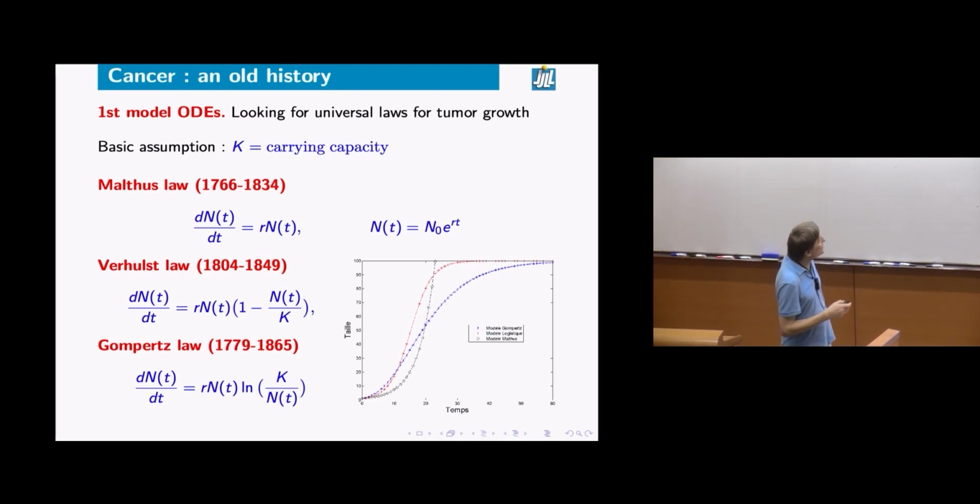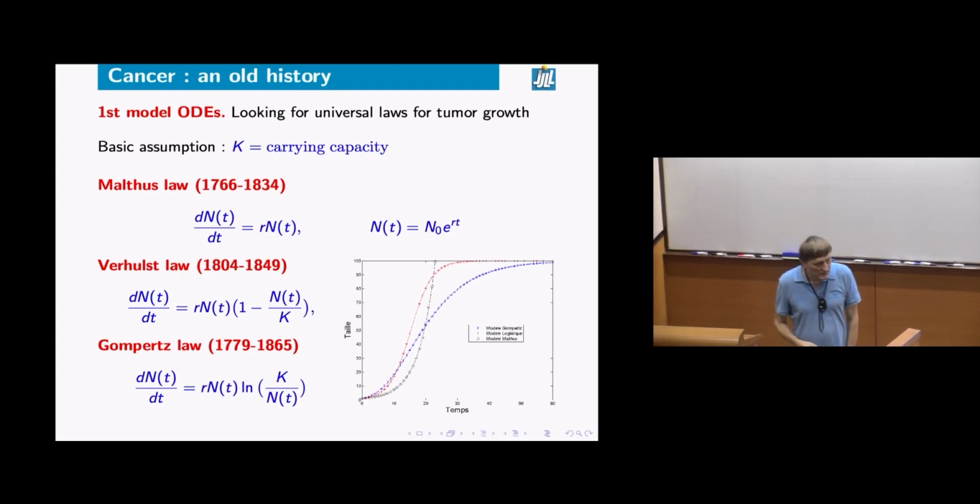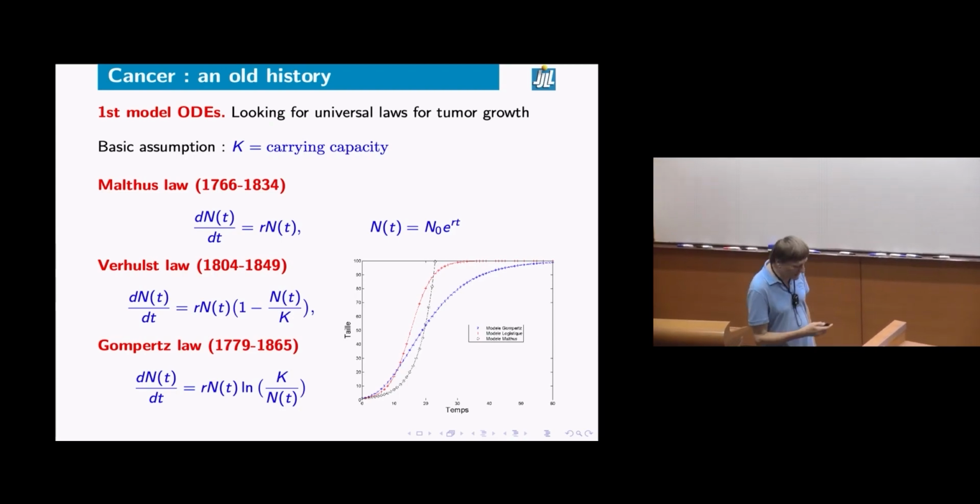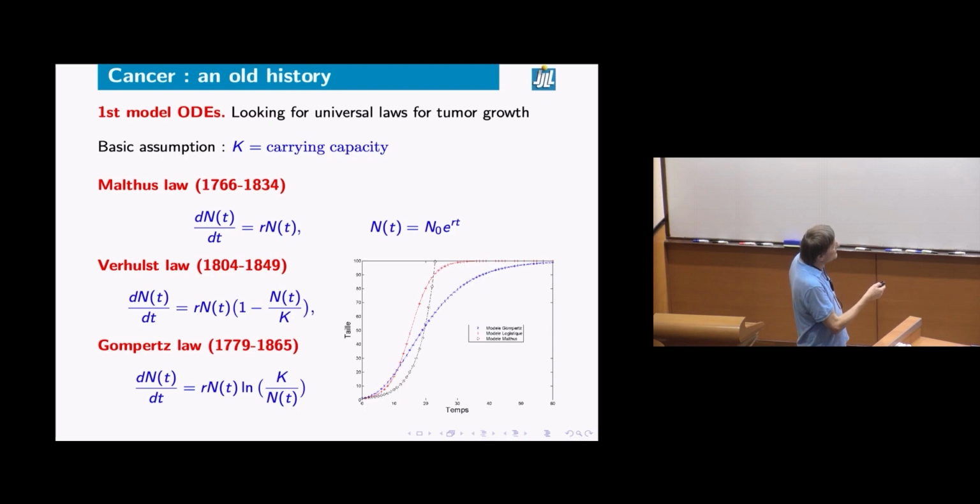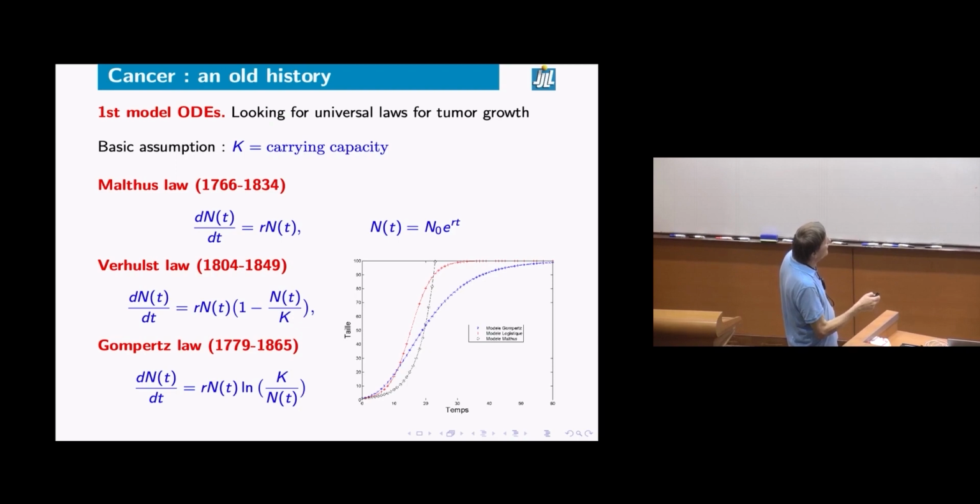n of t, is increasing. So at the beginning of the tumor, there are very few cells. There are mutations which create these tumor cells, and they divide. At the beginning, it's always an exponential growth, because n being very small, you are close to r times n. And suddenly, you have a change of convexity, and you go to the carrying capacity, to the maximum capacity.